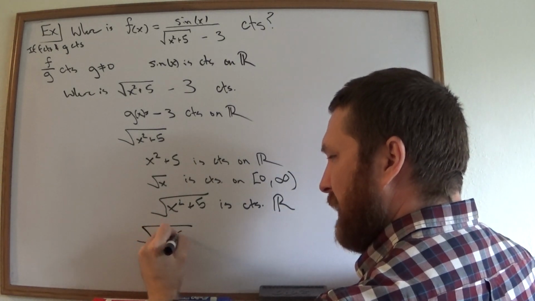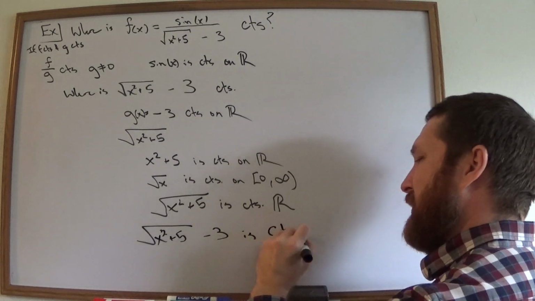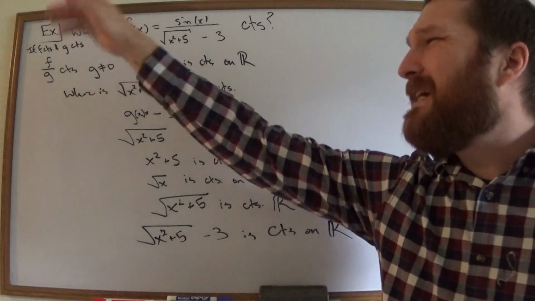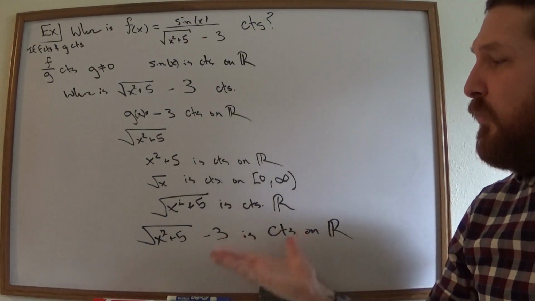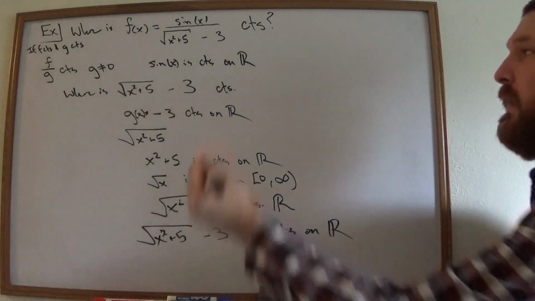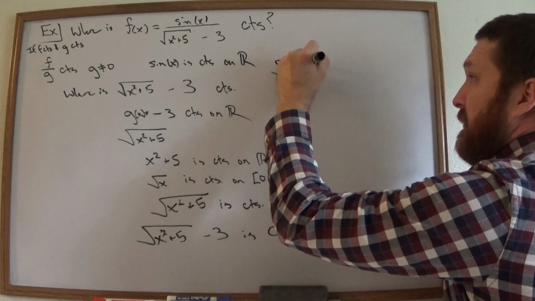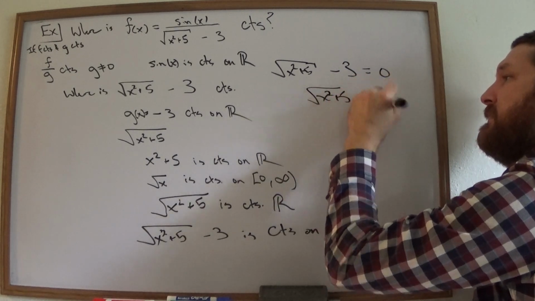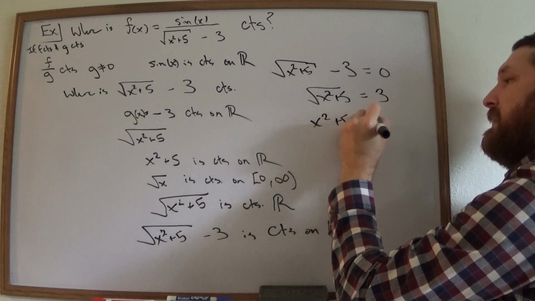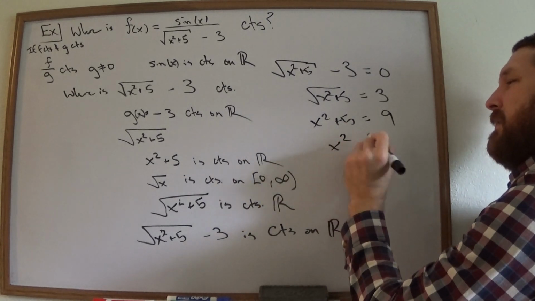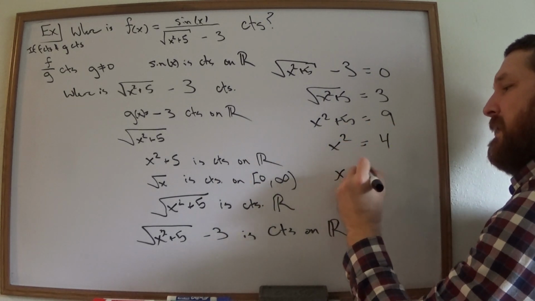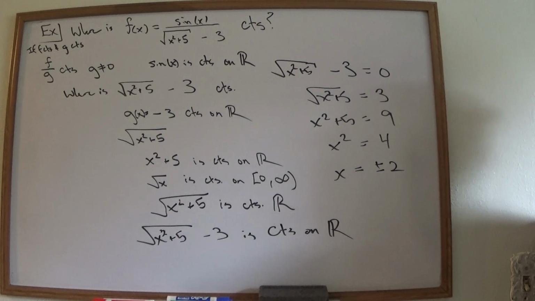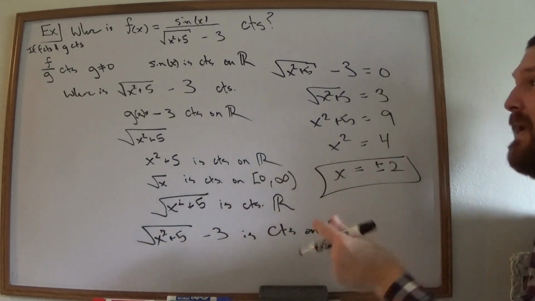So, therefore, the square root of x squared plus 5, minus 3 is continuous on all reals. So we're back to here. F is continuous on all reals. G is continuous on all reals. The only problem we have to figure out is where g is equal to 0. Where is that equal to 0? Square both sides and we get this. So x is equal to what? Plus or minus. Both of them. Be careful with that. Both of them make this blow up.